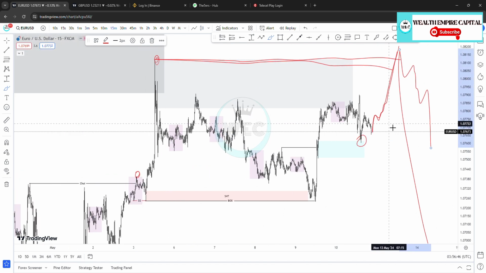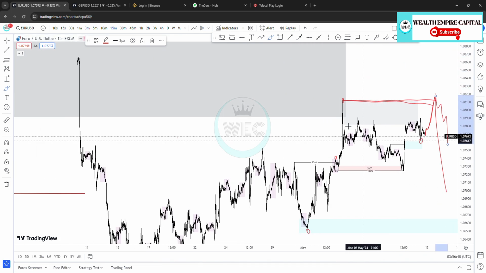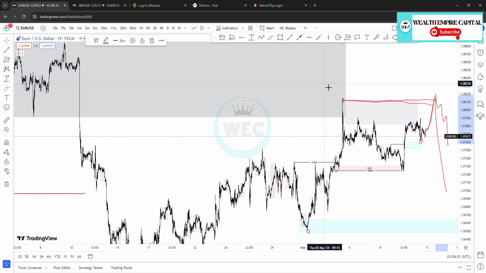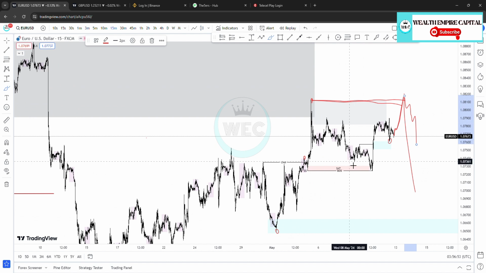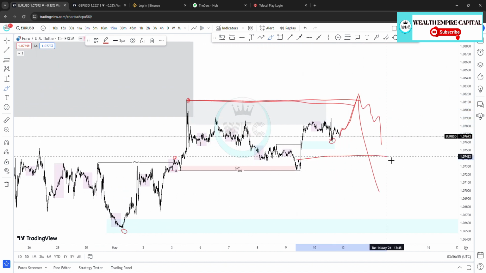Now when we are coming down, we can still drop. First confluence is we are coming from a higher time frame point of interest, like I said. Apart from that, it also means that this area over here is going to be a point of interest of the intraday.